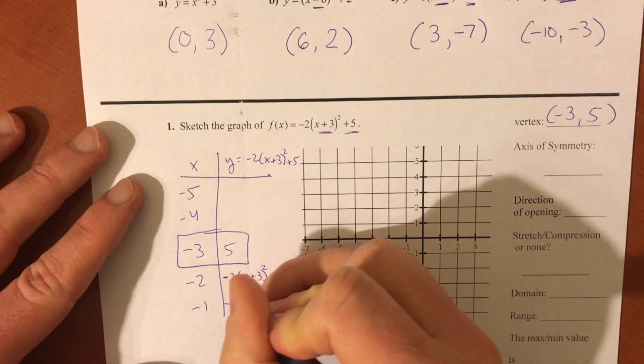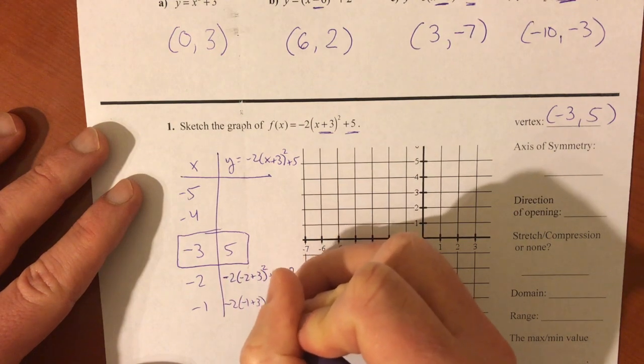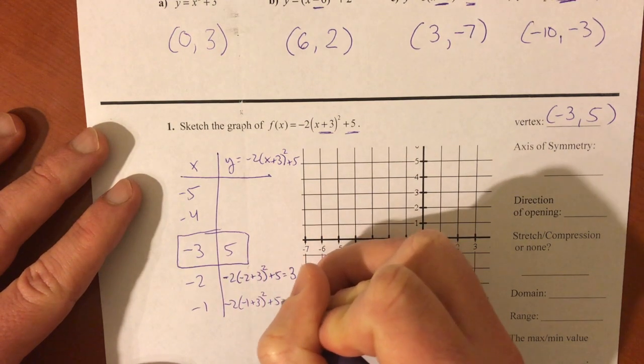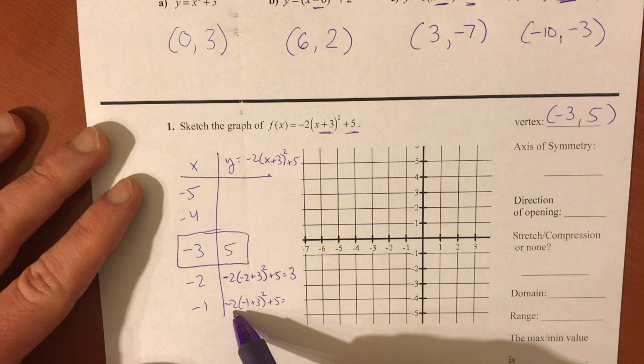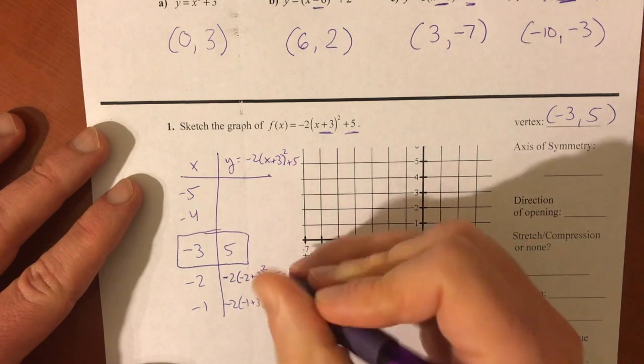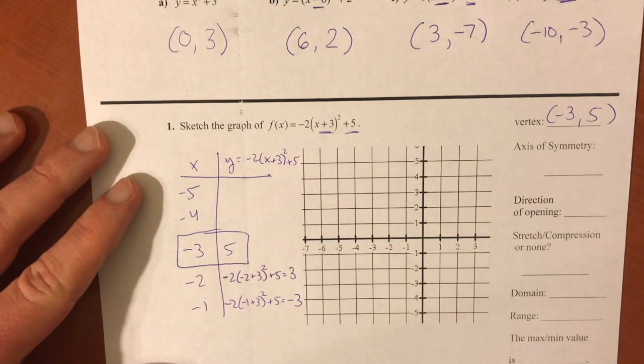Negative 1, when I plug that in, negative 1 on the inside plus 3 squared plus 5. Negative 1 plus 3 is 2. 2 squared is 4. 4 times negative 2 is negative 8. Negative 8 plus 5 is negative 3.